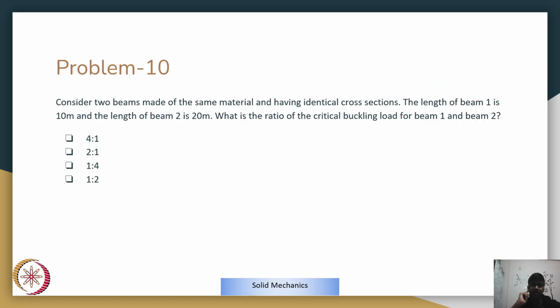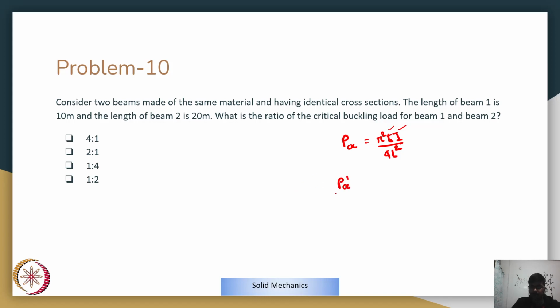Problem number 10. Consider two beams made of the same material and having identical cross sections. The length of beam 1 is 10 meter, the length of beam 2 is 20 meter. What is the ratio of critical buckling load for beam 1 and beam 2? As noted earlier, you have P critical equal to pi square EI upon 4L square. Now we are given that they are made of the same material, so E is the same, and they have identical cross sections, so I is the same.